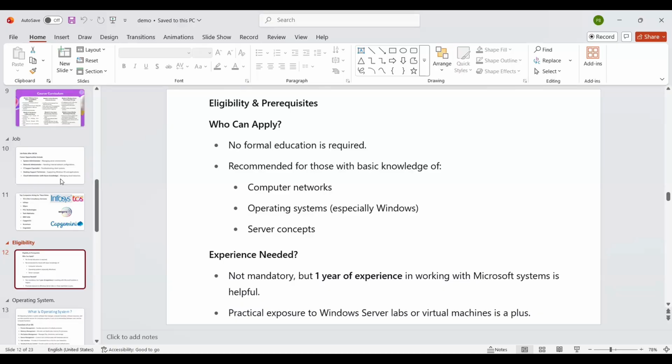But for this course, no experience is mandatory. If you are a fresher, you can join this course and complete the certifications. This is a very good certification for beginners because it is an IT-level, entry-level certification. You can go for this certification. It will give you practical knowledge about Windows Server and virtual machines and everything. So this is some basics about the course.